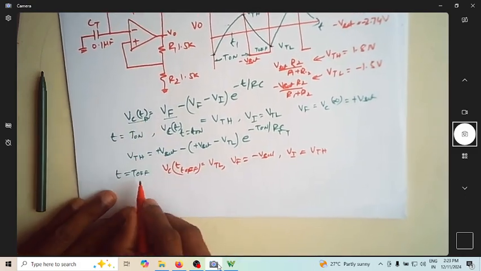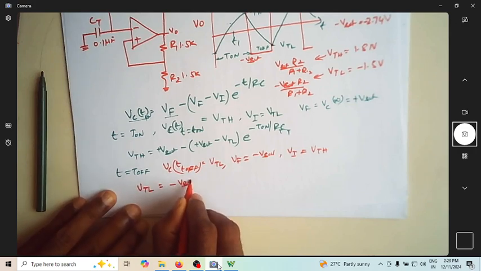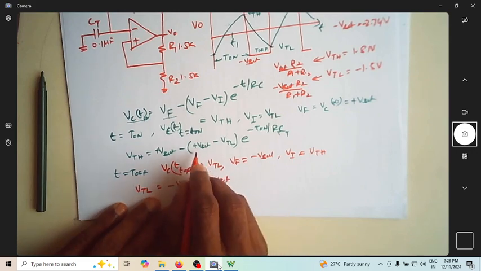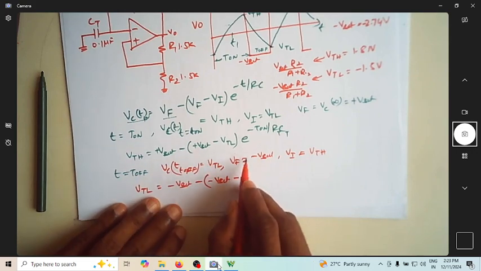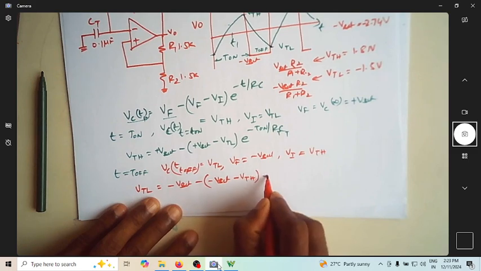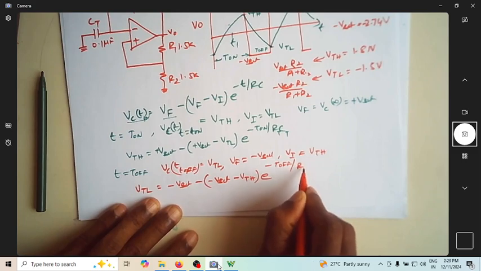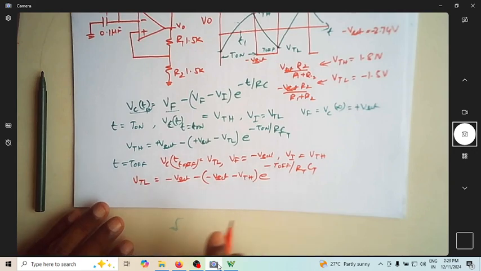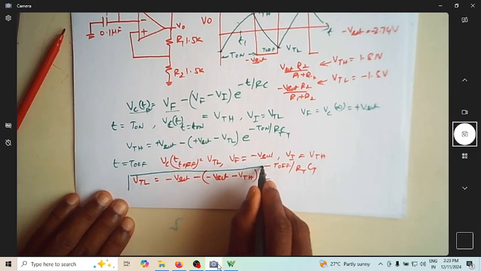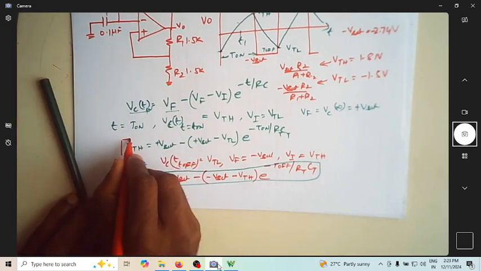So if I rewrite this, this is now VTL equals minus Vsat minus (minus Vsat minus VTH) e power minus T off by RC, because that's my final voltage, minus V initial, which is VTH. So I have this as one expression for finding T off, and this is the other expression for finding T on.